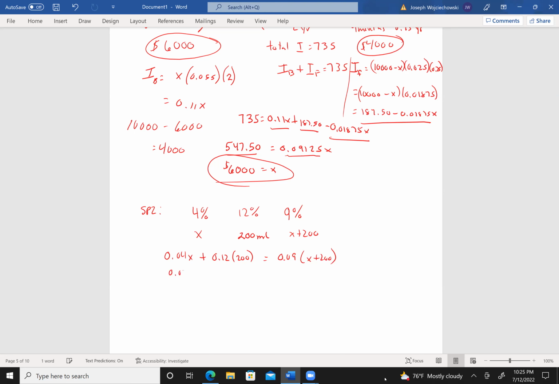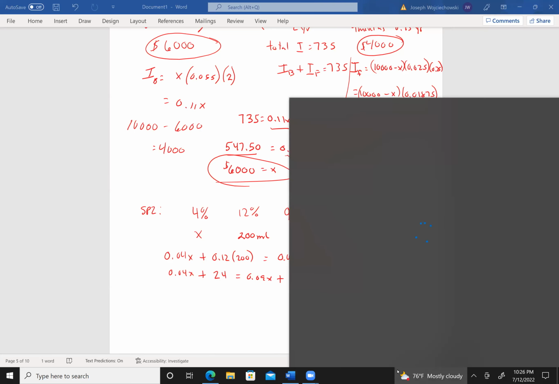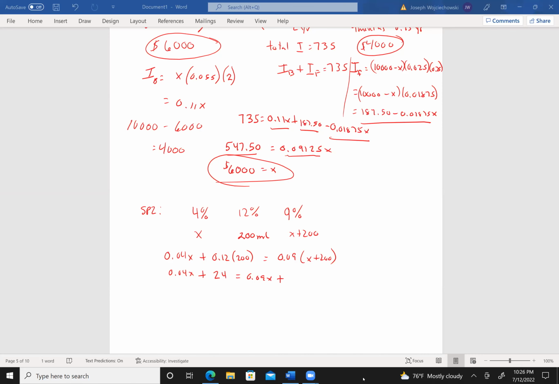So this is 0.04x plus 24 equals 0.09x plus, my brain's not working today, so 200 times 0.09, 18.